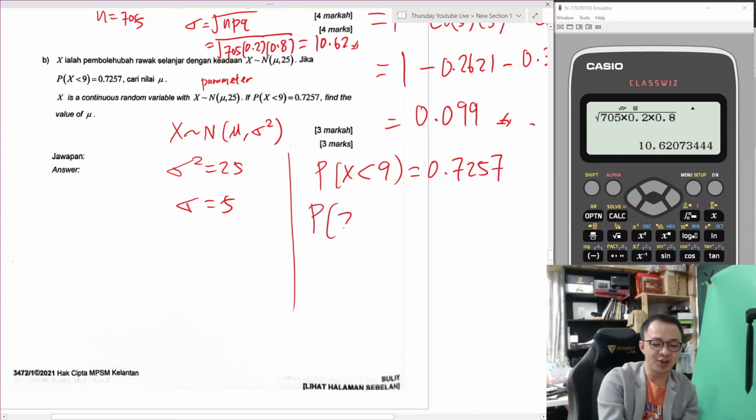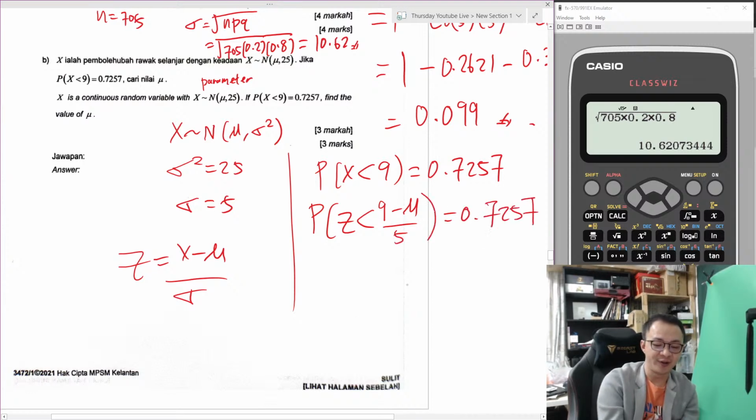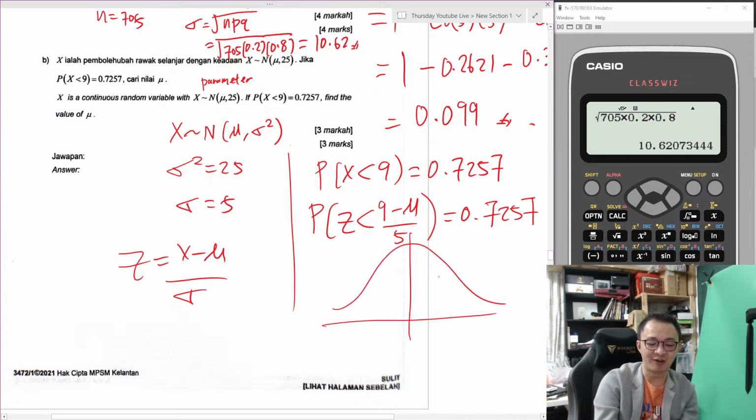So I want to change it to z, so I need to do z equals x minus mean over standard deviation. So 9 is my x, minus mean, standard deviation is 5, equals 0.7257. Then you can find this from the table. Let me draw out the bell shape. I know I can straight away use the calculator, but I just want the students to understand. This one is 9 minus mean over 5.